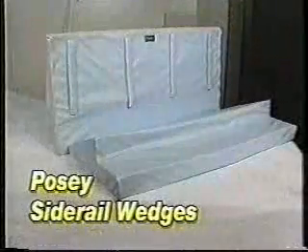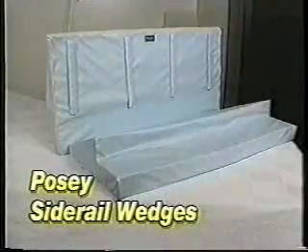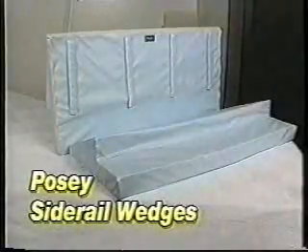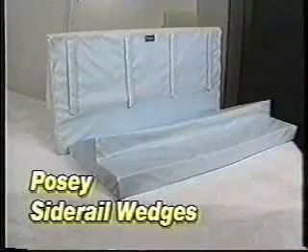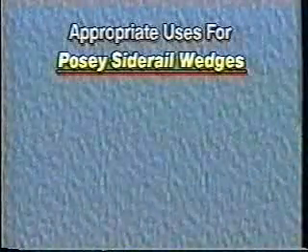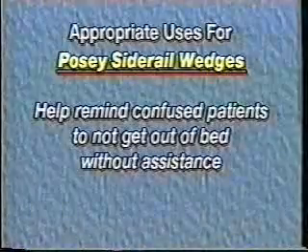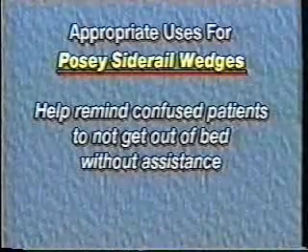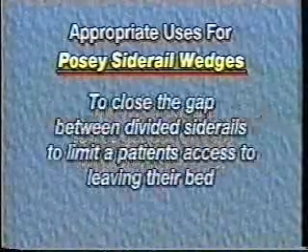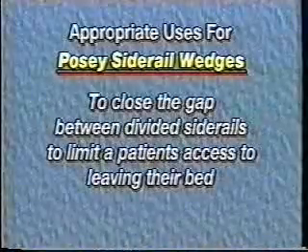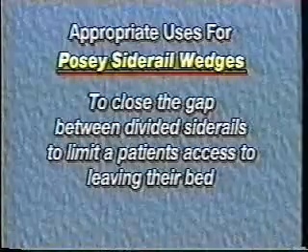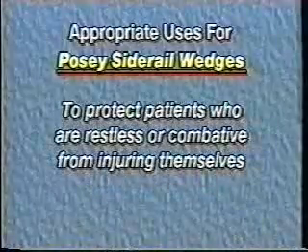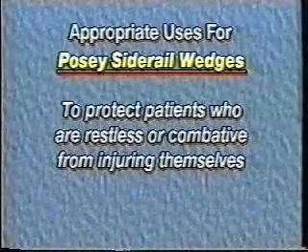Next, we will learn the application of Posey side rail wedges. Posey side rail wedges are an aid to preventing falls and injuries to patients. They can be used to help remind confused patients to not get out of bed without assistance, to close the gap between divided side rails to limit a patient's access to leaving their bed, or to protect patients who are restless or combative from injuring themselves.